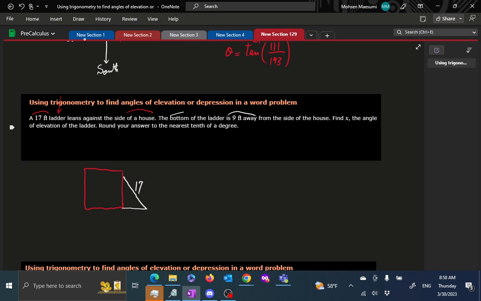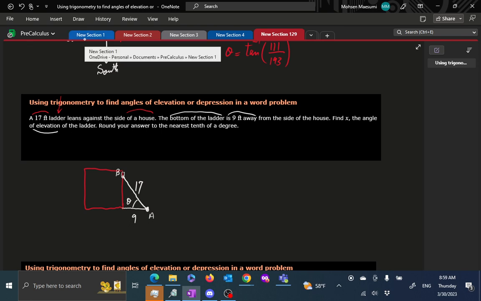The bottom of the ladder would be this one. So this is my A, perhaps. This is my B. Bottom of the ladder is 9 feet away from the house. Find X, the angle of elevation. So you see the angle of elevation. What is that angle of elevation? If you're down here looking up at some window or some broken tile up there, you are going to turn your head up at a certain angle. That's the angle of elevation.